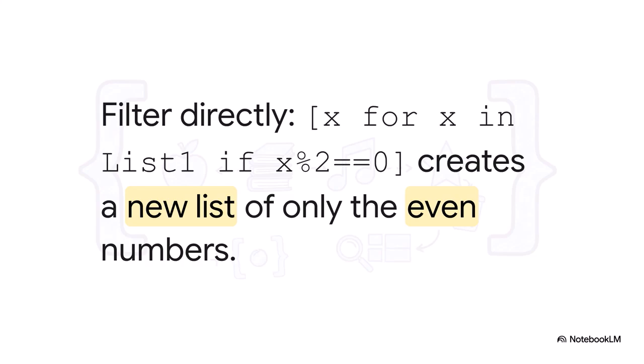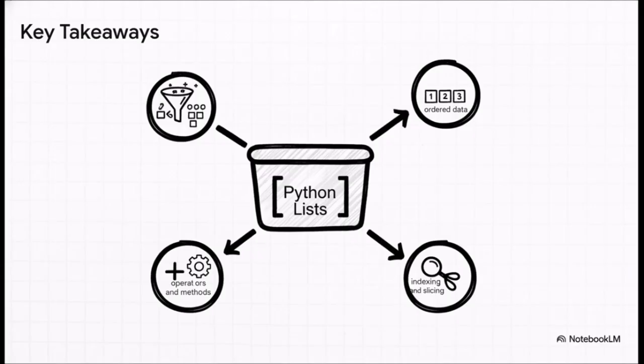It's awesome. All right, so let's just pull it all together. First, lists are your number one tool for ordered data, period. To get that data out, you gotta master indexing and slicing. To change your lists, you've got a whole toolkit of operators and methods. And finally, if you wanna write clean, professional code, you can totally level up your game with list comprehensions.